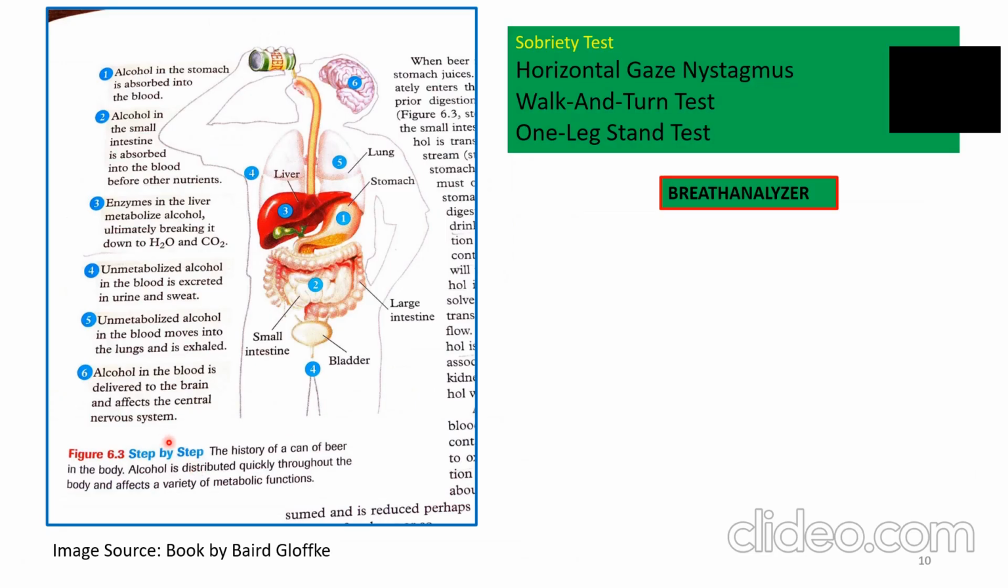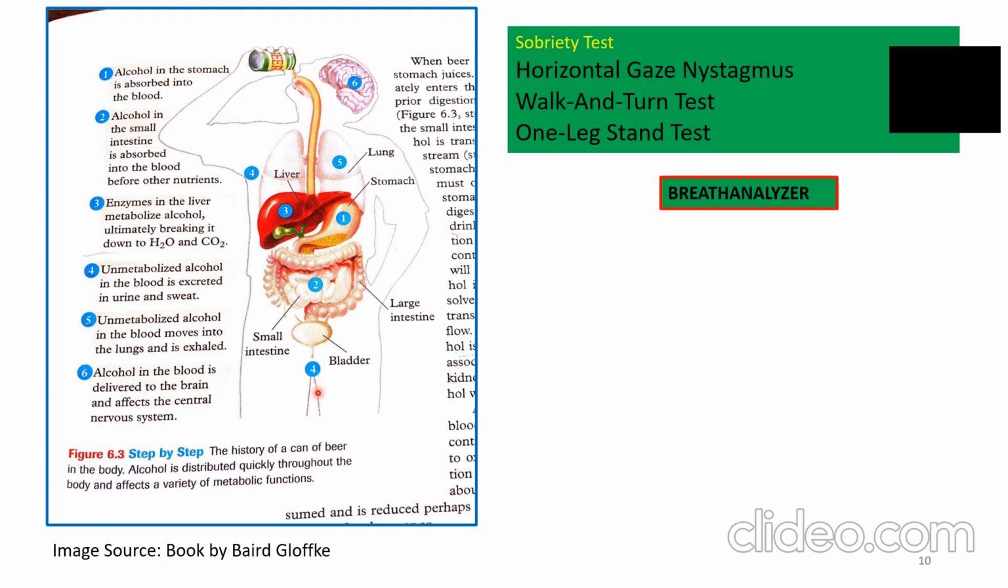Now let's have a look at the metabolic process that occurs in a person's body when he consumes alcohol. Alcohol goes into the stomach, and 20% of the alcohol is absorbed into the blood. After that it passes into the small intestine, and here also it is absorbed into the blood before the other nutrients. The final metabolism takes place in the liver, where alcohol metabolizes into aldehyde, which further breaks into water and carbon dioxide. The unmetabolized alcohol in the blood is excreted in the urine and as sweat.